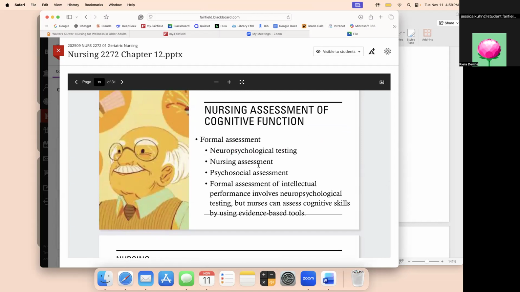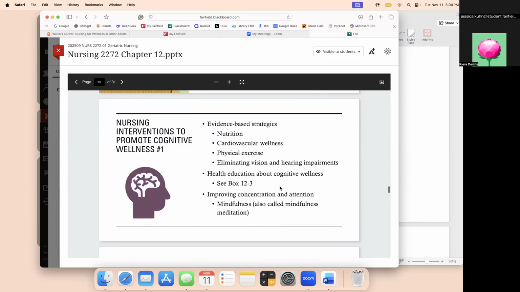neurophysiological testing, psychosocial testing, and then formal assessment of the intellectual performance. Those are a little bit more in depth. With the nursing assessment, you're just going to keep a close eye on their mobility status, whether they're alert and oriented or not, and where they fall with their temperament. Are they incredibly agitated? Are they hypoactive? Do they seem depressed? And we'll leave it at that.